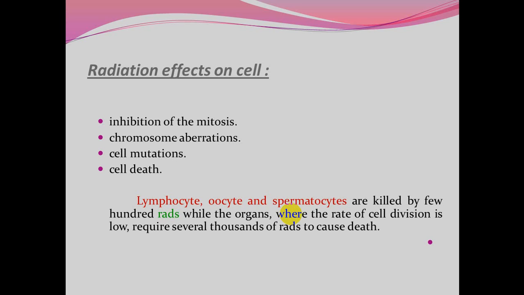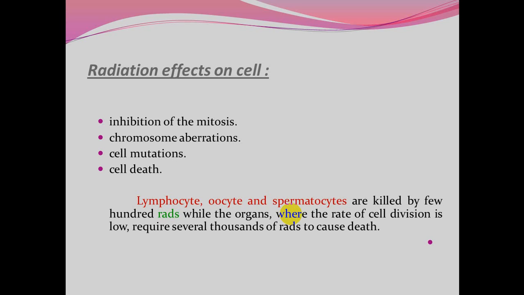Okay, lymphocytes and the oocyte, also the spermatocytes, are killed by a few hundred rads, while the organs that have a low rate of cell division require several thousand rads to cause death for them.